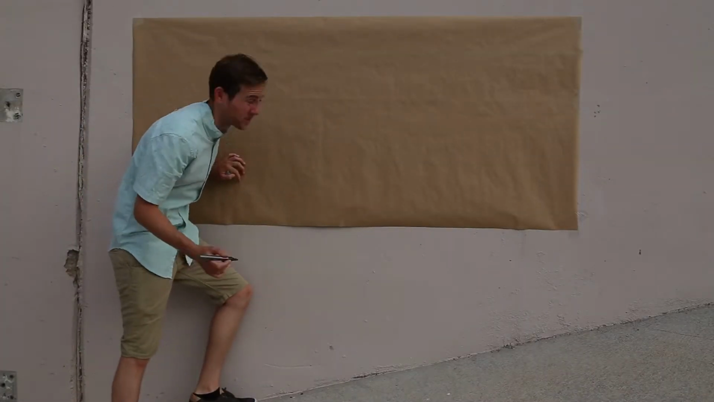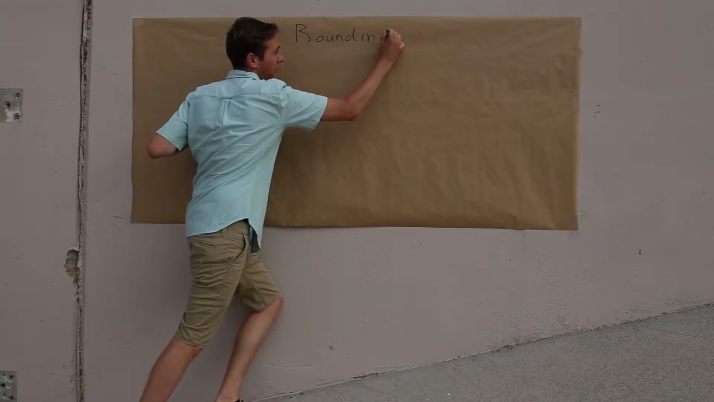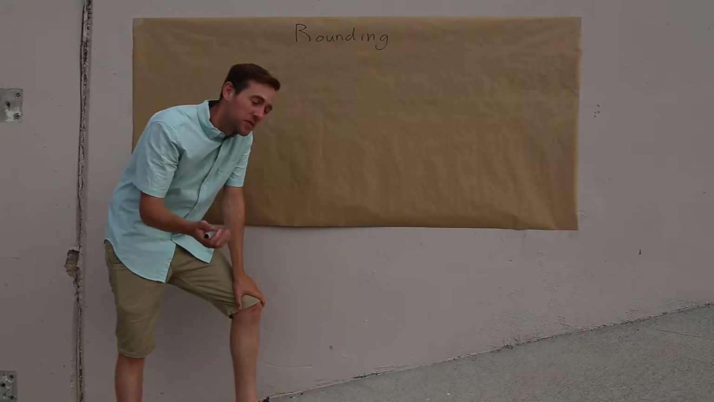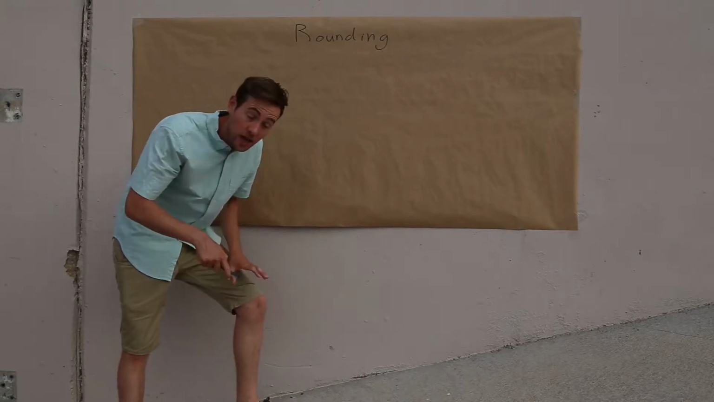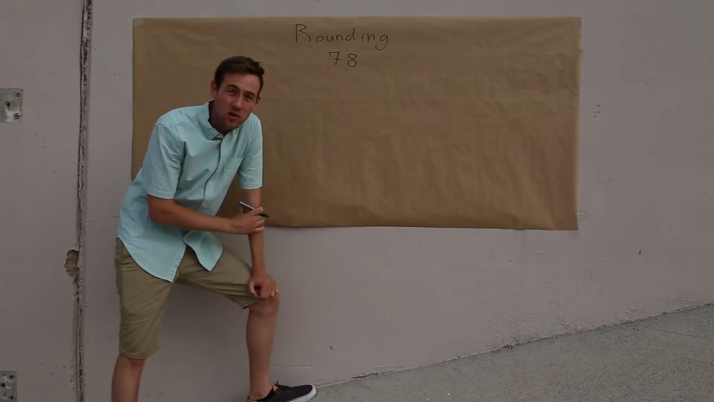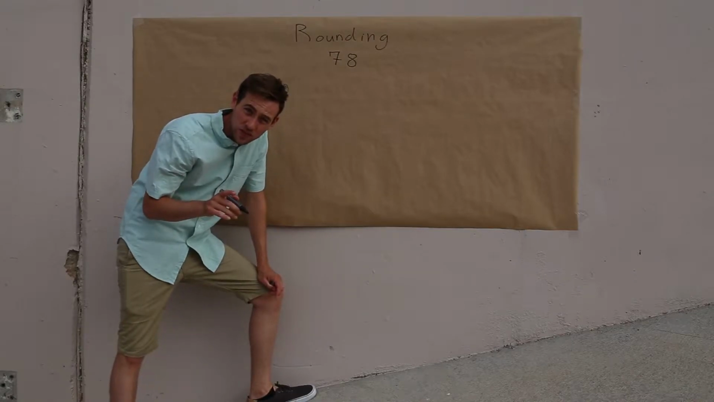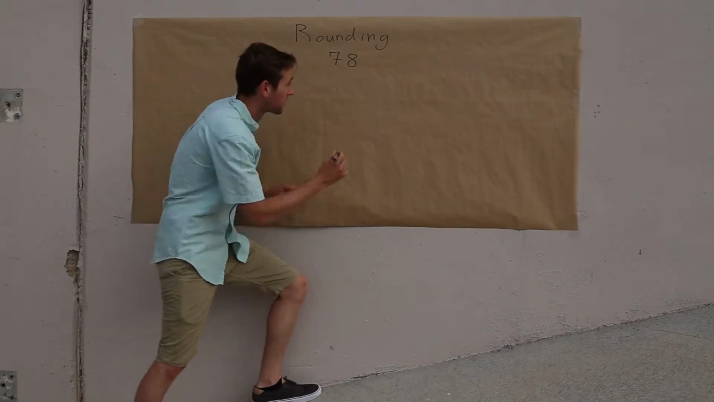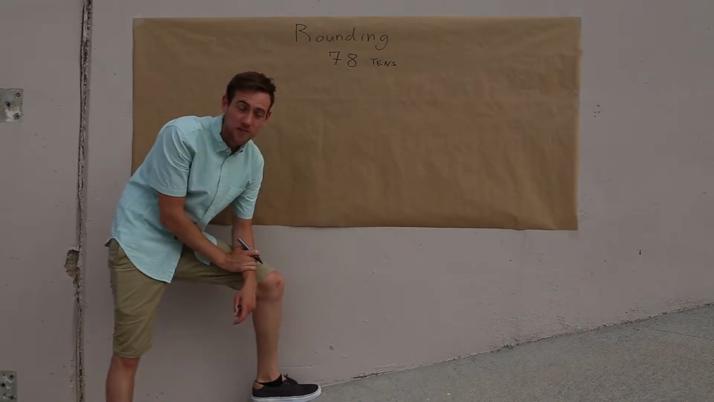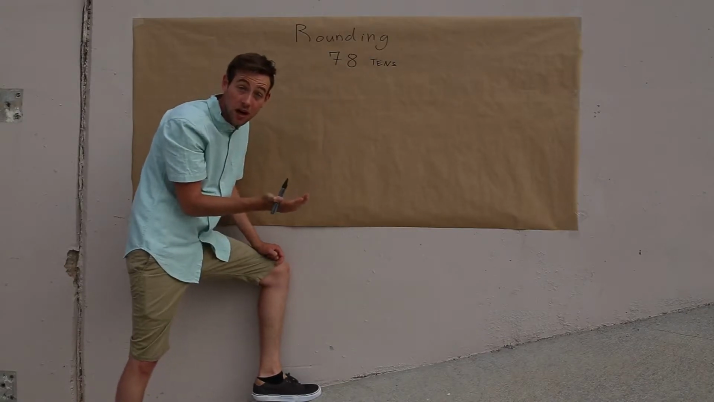So let's look at rounding. Let's first pick up a number, let's say 78. Whenever we look at the number 78, we first need to figure out what digit we are supposed to round to. In this case, let's round to the tens place. So let's find the tens place. Ones, tens. Ta-da! We found it.